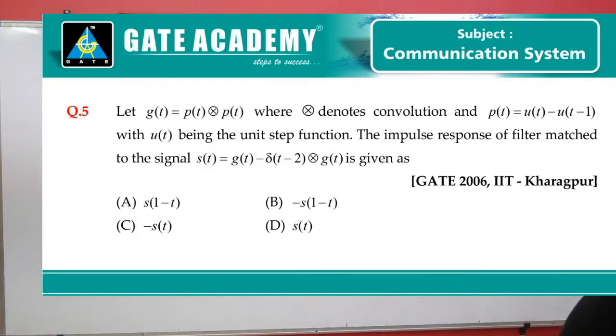Abhishek, you are getting option C. Shruti Goyal, yes. Manish, you are getting D.